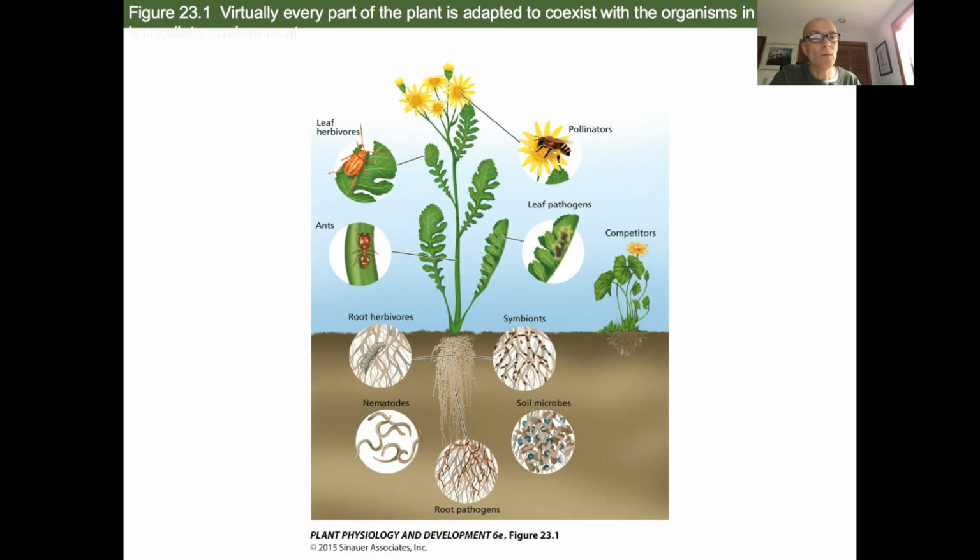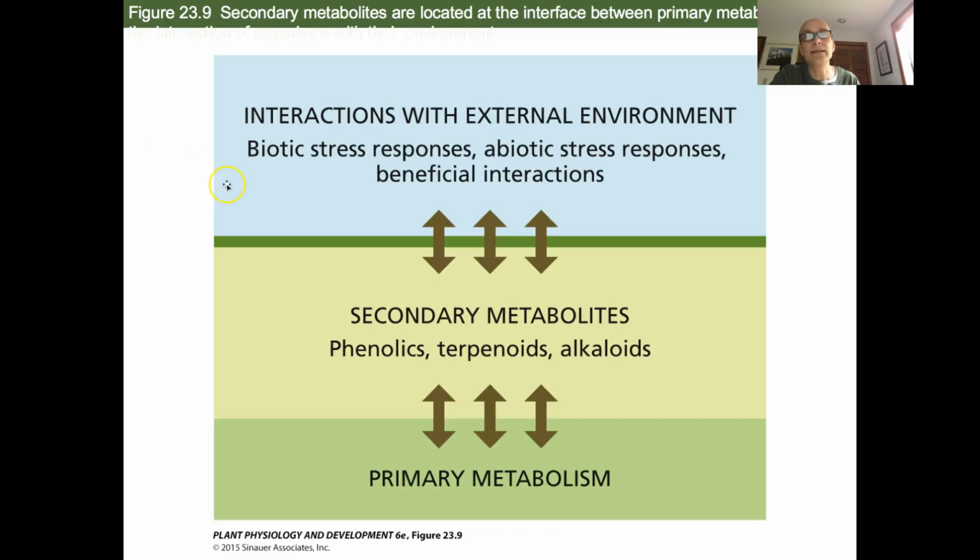And so what we have discussed so far in this class in several cases is the secondary metabolites and the production of these secondary metabolites. We talked about phenolics, terpenoids, alkaloids, and so forth. We looked at the interface between primary and secondary metabolism. So where do the compounds, the precursor materials for the secondary metabolites come from? And today what we're going to talk about is how these secondary metabolites are used in interactions with the external environment, mostly with respect to biotic stress responses.